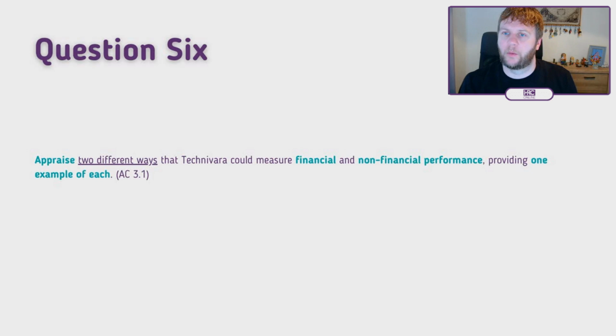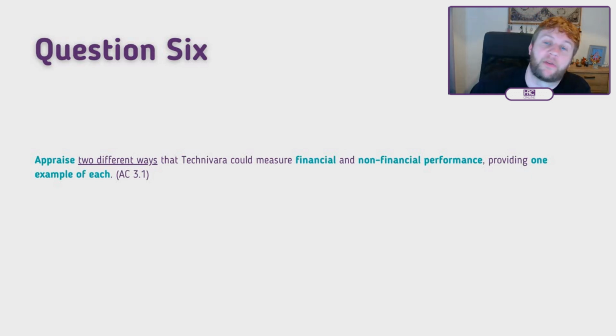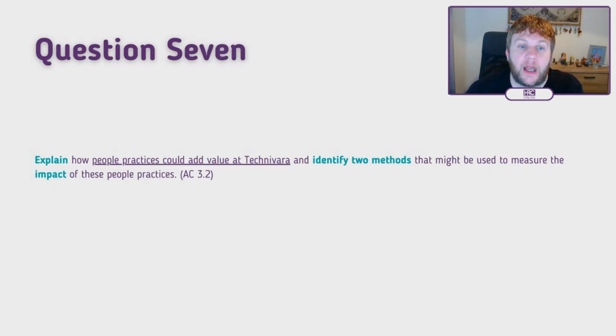Non-financial: happiness, wellness, sickness, recruitment, offboarding. Provide your examples, research evidence in terms of what you would measure and why you would measure it. And then question 7, explain how people practices could add value at Technivara and identify 2 methods that might be used to measure the impact of people practices.